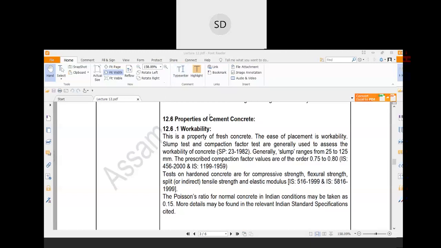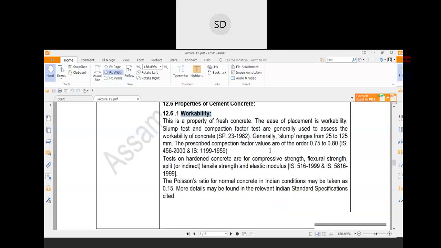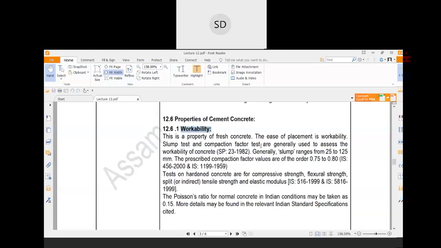Now coming to the properties of the cement concrete. There are different properties of the cement concrete. First one is workability. So what is workability? I have already discussed. Generally slump tests are conducted to find out the workability. Besides the slump test, there are other tests also like the compaction factor test. Okay, slump ranges from 25 to 125 millimeter, and the prescribed compaction factor values are of the order of 0.75 to 0.80 for road construction.